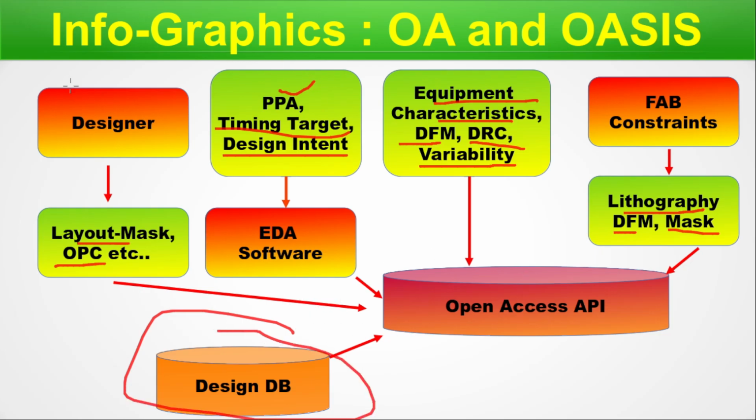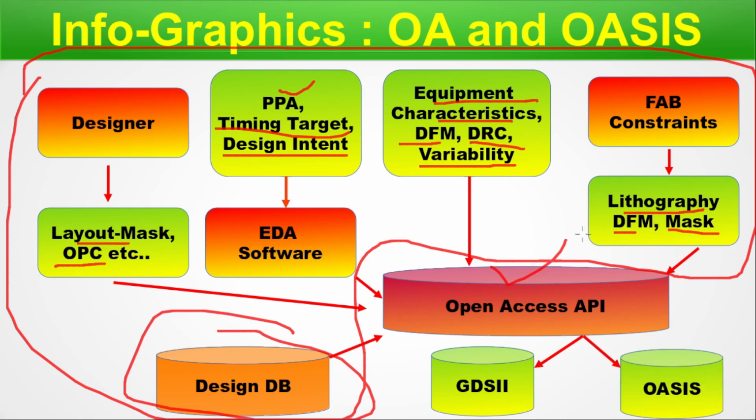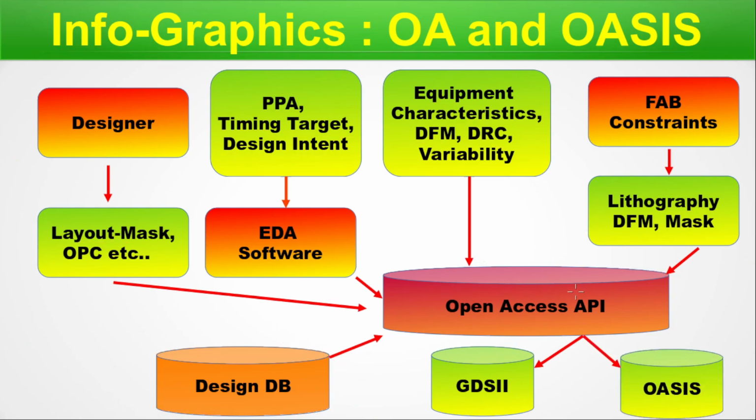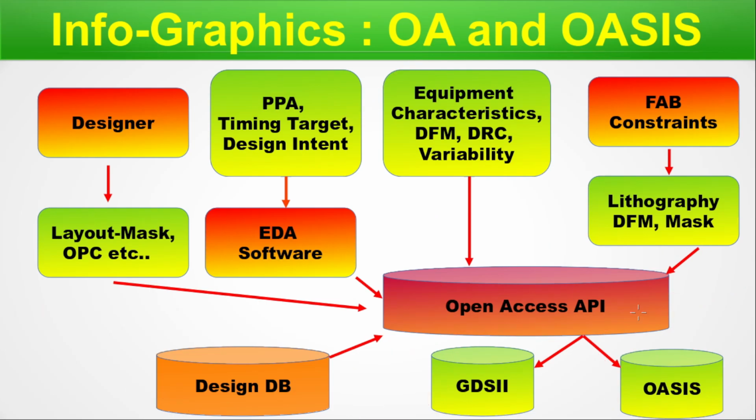When all of these things are together, we put them into the open access API of your layout tool, it can give the output as GDS2, or it can give the output as OASIS. Now you can understand the correlation, you can say the difference, of the open access and the OASIS. So open access is an API, that is the application programming interface in your layout tool, that does take all these inputs, right, and gives a GDS2 or OASIS as an output. So this is the infographic to understand.